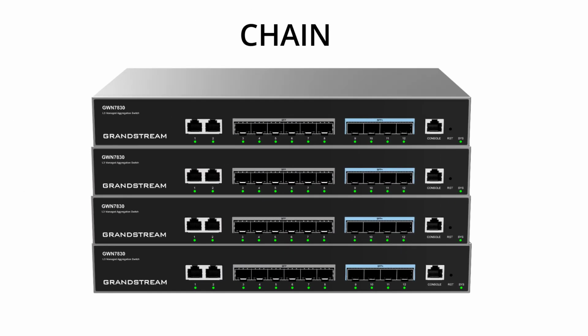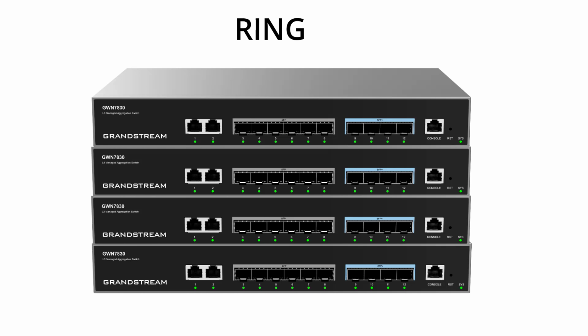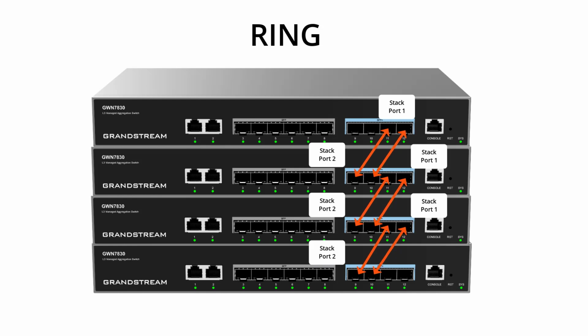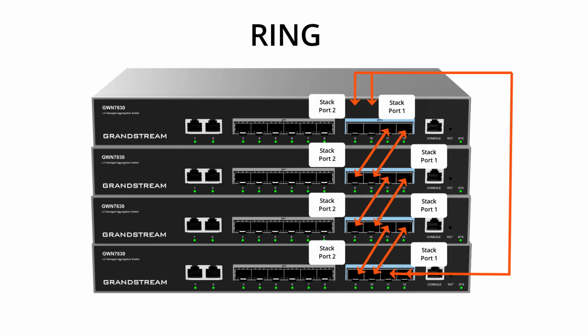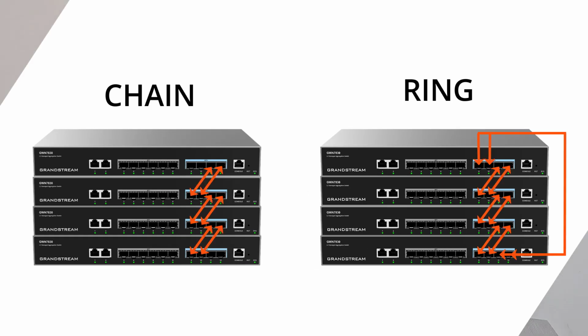For the stacking feature, we have two architectures to follow. The first one being the chain architecture. In this case, from stack port 1 to stack port 2 will be the connection, and we also have the ring connection. How is the ring architecture in this case? The stack port 1 will also go to the stack port 2, but in the below switch, you have to connect the stack port 1 to the stack port 2 of the upper switch. These are the two architectures available.